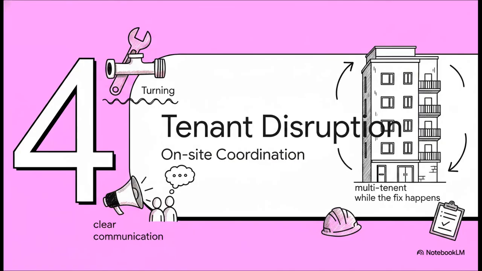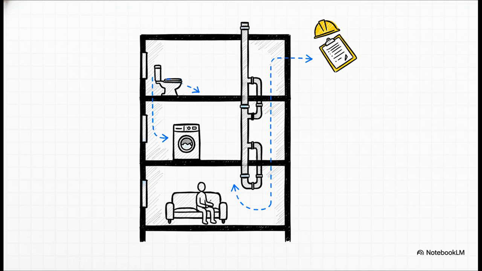Next up is Section 4, Minimizing Tenant Disruption. In multi-tenant environments, the actual physical repair is really only half the battle. On-site coordination is just as crucial. You see, when you're dealing with high-traffic zones like common restrooms, laundry spaces, shared plumbing stacks, and of course, occupied individual units, careful on-site coordination and clear communication are just as critical as turning the wrench.